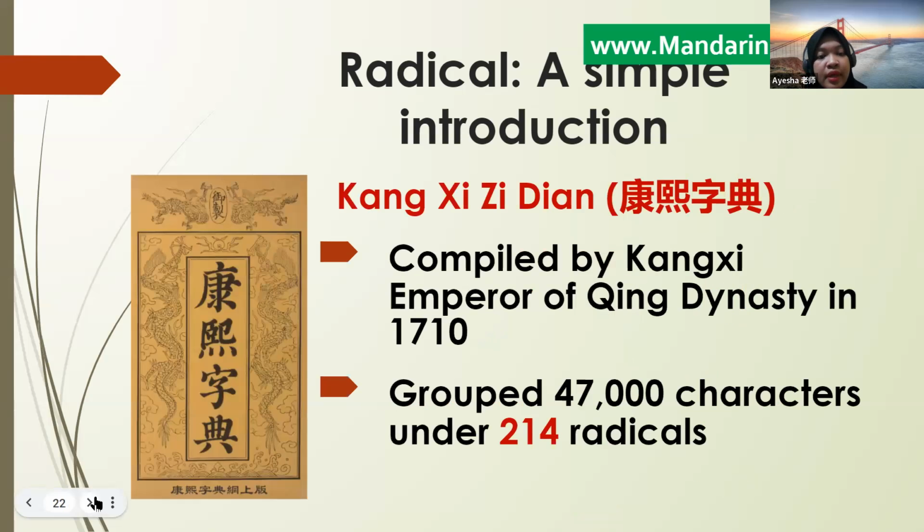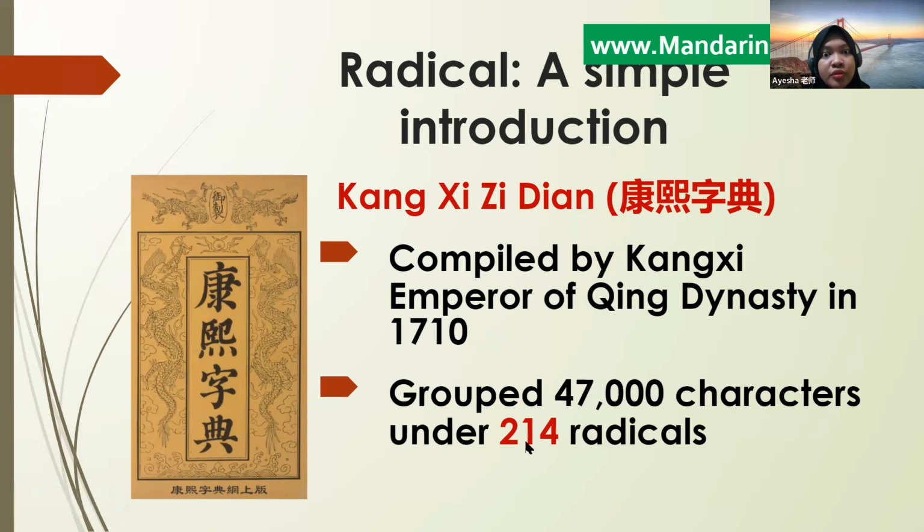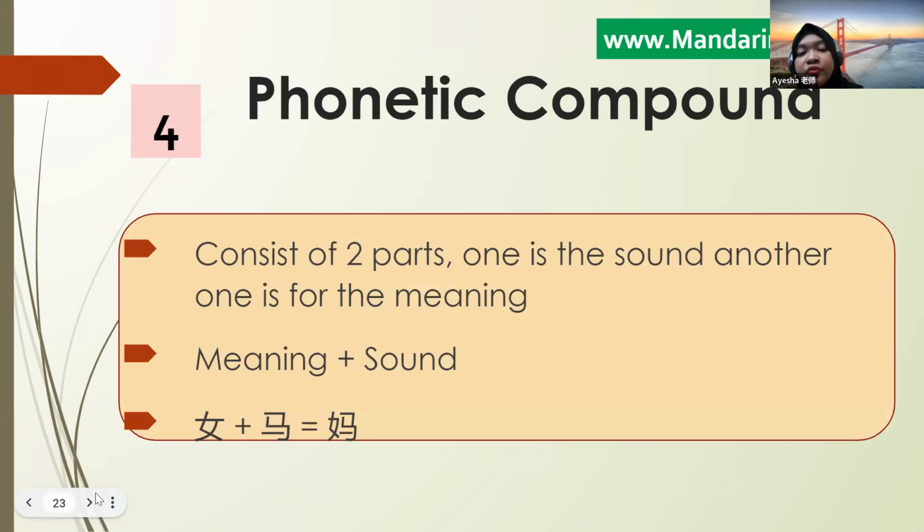All right. And going back to the Kangxi Zidian that I mentioned just now, yes, we have about 47,000 characters, but the same dictionary pretty much compiled it and tells you that there are about 214 radicals. Again, you don't have to memorize all of them. You will see which ones are common as we go along the lesson. Right. Okay, moving on. Phonetic compounds.